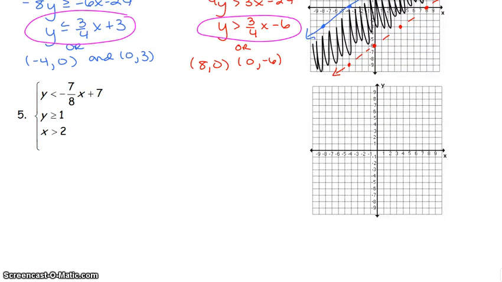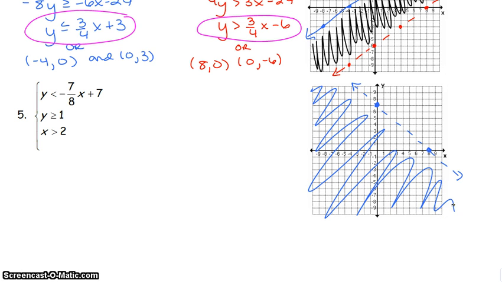Okay, number 5, we have 3 pieces. So we start with our first line, up at 7, a slope of -7/8. So we're going down 7 and right 8. We don't have any other room for any more lines or any more points. It's going to be a dashed line because it's less than. And in this case, it's less than, so we are going to shade everything below your line.